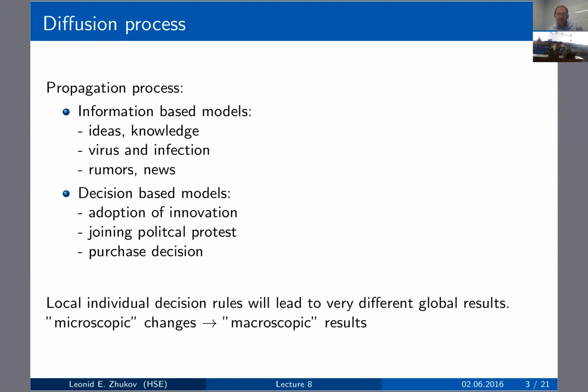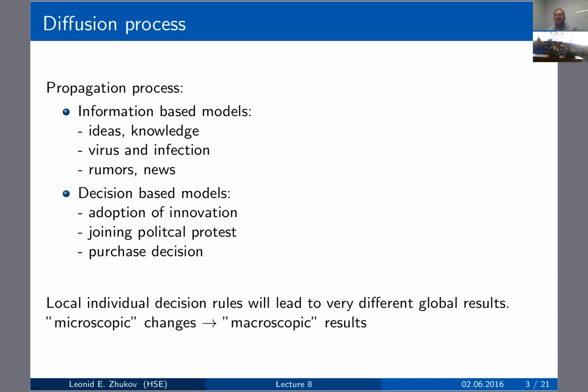First of all, I want to outline and differentiate what we're going to be talking about today from what we did last time. Last time we talked about information or disease spreading based models. Those models were dedicated to calculating the propagation of maybe viruses or infection, rumors or news. You can also think about ideas.